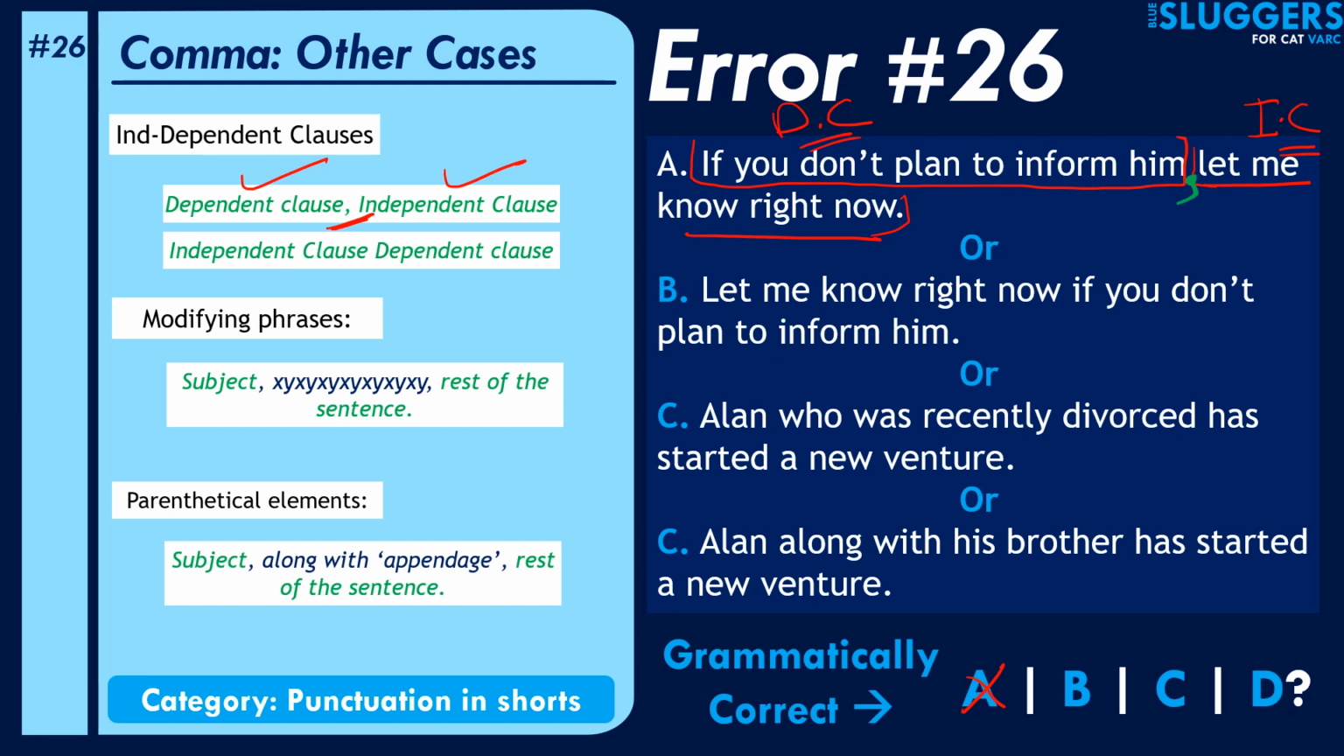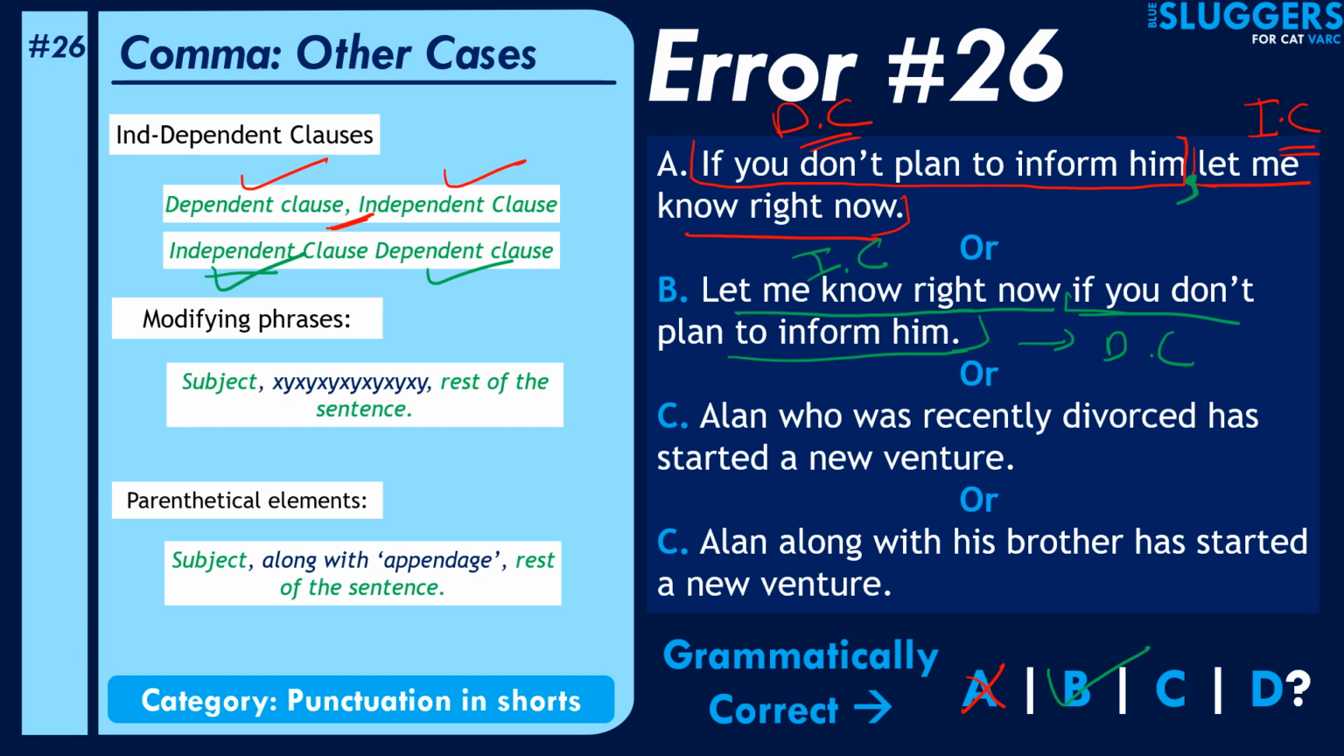Now let's take the second case, where the sentence starts with the independent clause and ends with the dependent clause. It's the same idea being conveyed here. It says, let me know right now. So you have it starting with the independent clause. And the next part, if you don't plan to inform him, is the dependent clause. Because it's this case, independent clause followed by dependent clause, you don't need to use a comma here. The sentence has not used a comma here, so it is grammatically correct.